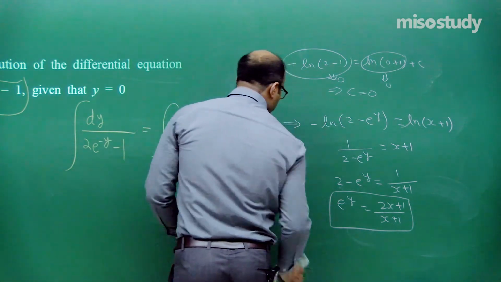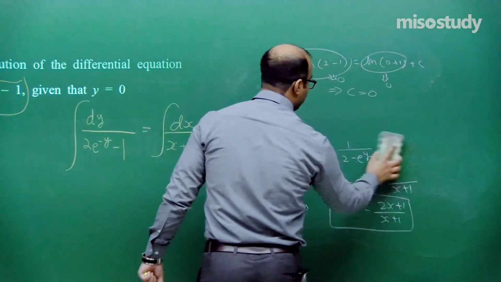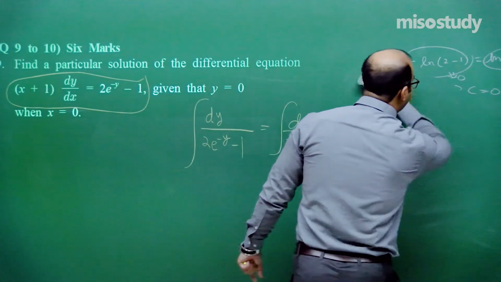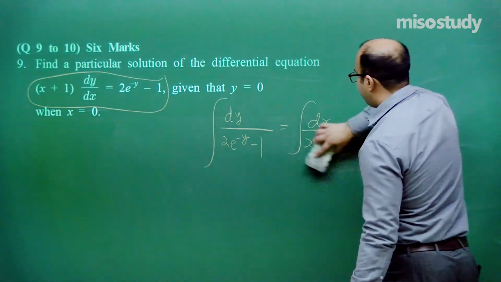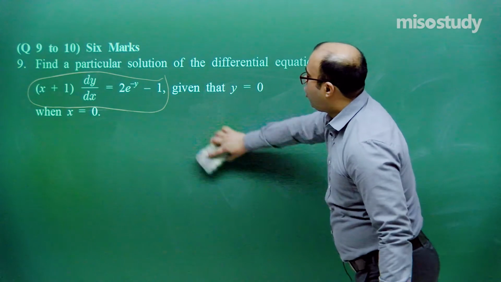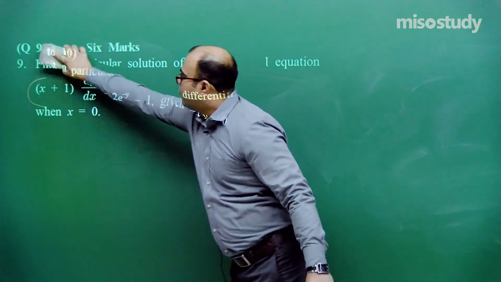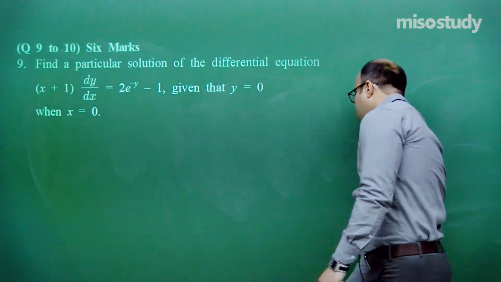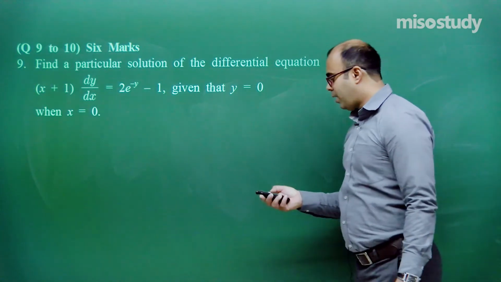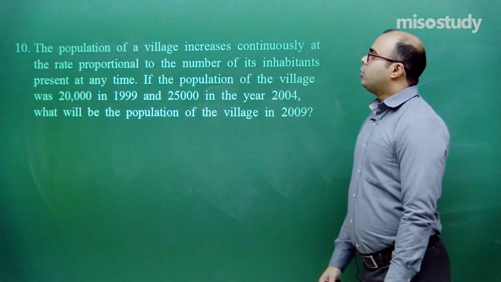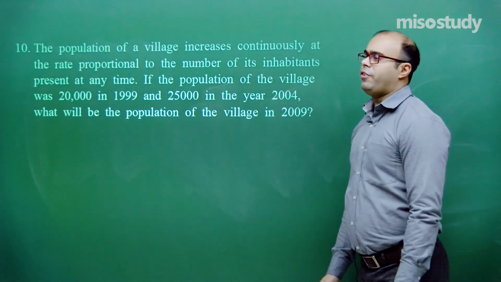Now we will come to the last question of this series, which is also of 6 marks, and that will help us to complete all types of questions which we come across. So this is the 10th question now of 6 marks. The population, this is a word problem, this is an application of differentials.